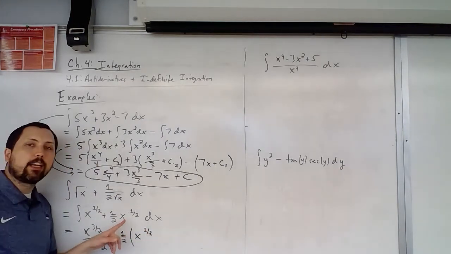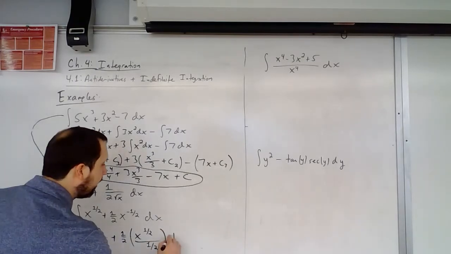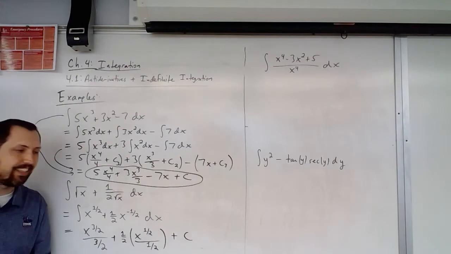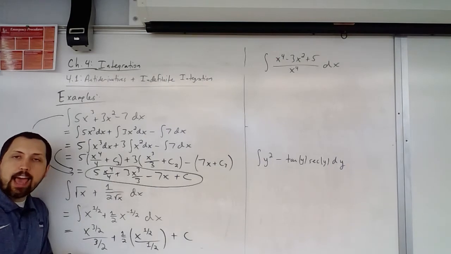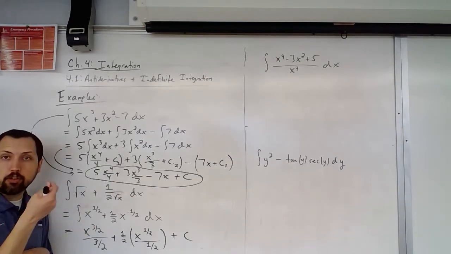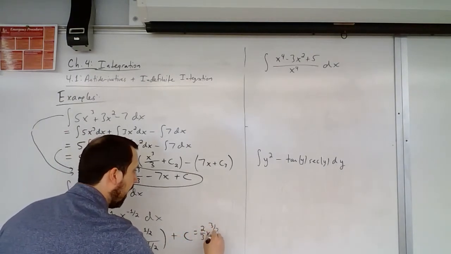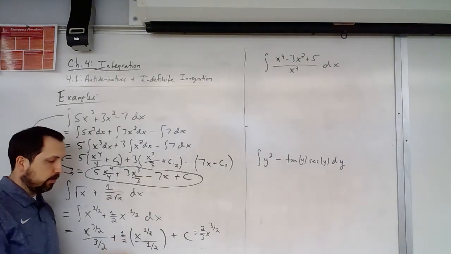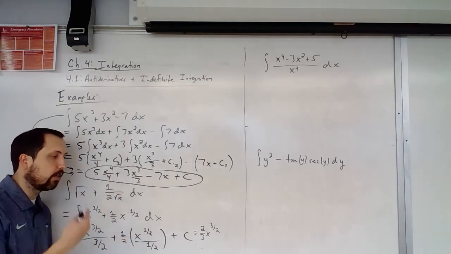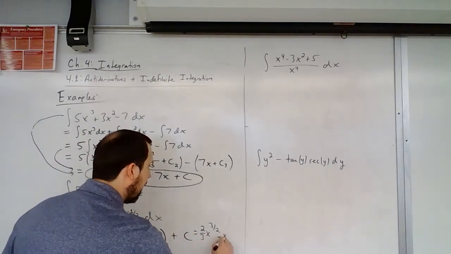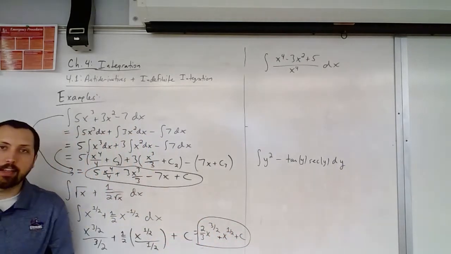So I add 1 to negative 1/2, I get positive 1/2. Now I divide by this power of 1/2. And then at the end, remember, you have your plus c. So you could simplify if you want, knowing that if you're dividing by 3/2, you're really multiplying by 2/3. Right? So we could see this as 2/3 x to the 3/2. And then this, if we're dividing by 1/2, we're really multiplying by 2. So if I take 2 times 1/2, I just get 1. So this would be plus x to the 1/2 plus c.